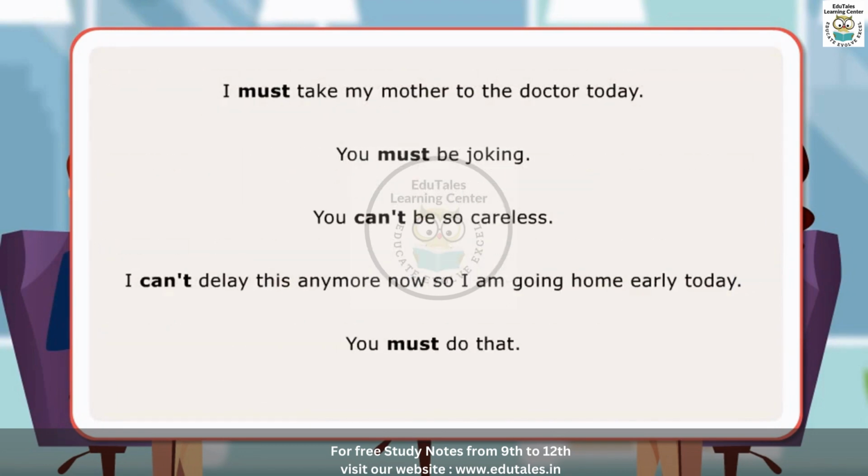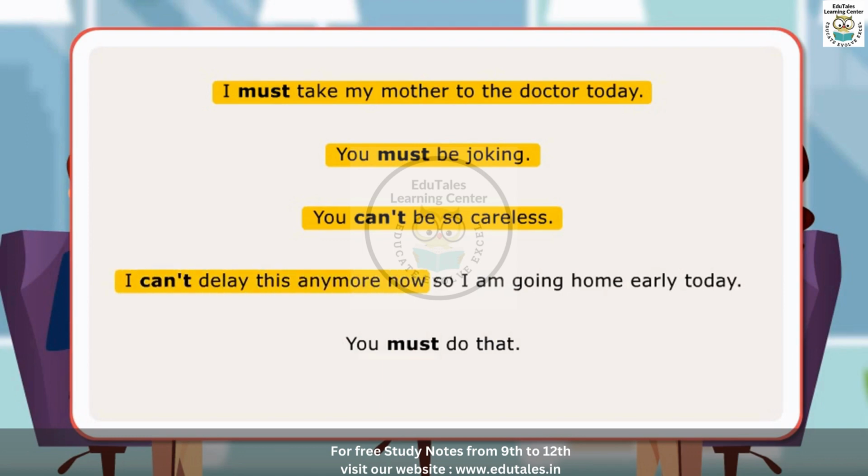Here are examples of sentences with must and can't. I must take my mother to the doctor today. You must be joking. You can't be so careless. I can't delay this anymore now. So I'm going home early today. You must do that.